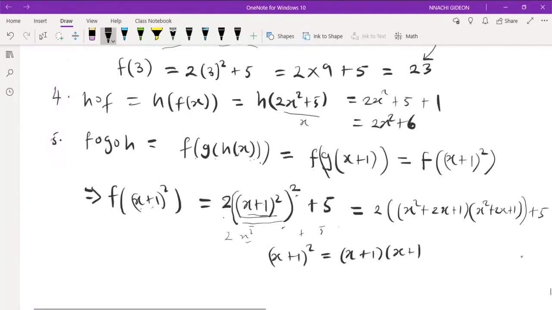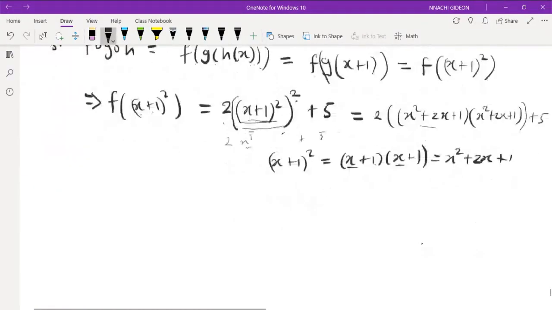So to expand this is x squared plus, remember x times x is x squared, then you said x times 1 is x, then 1 times x is x, which is 2x, then 1 times 1 is 1. So that's how I got this, and it's squared again. Then that means we have to expand again. So of course, if we do expand, let's see what we have.